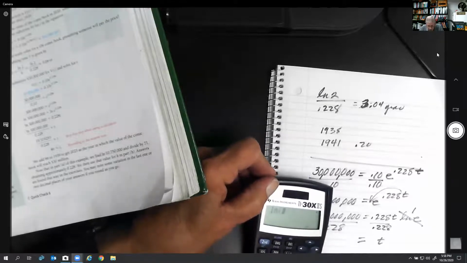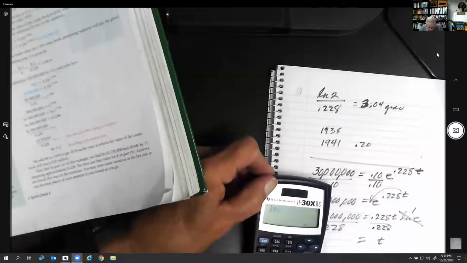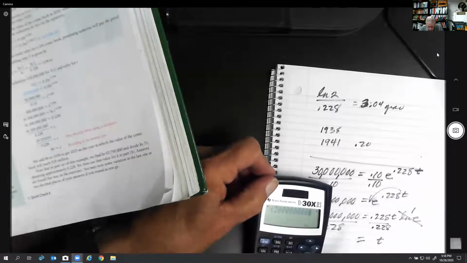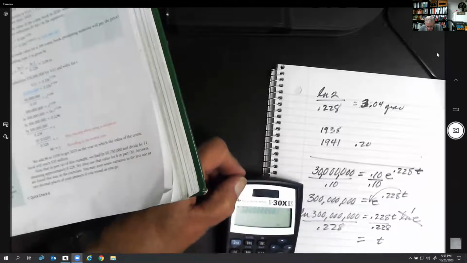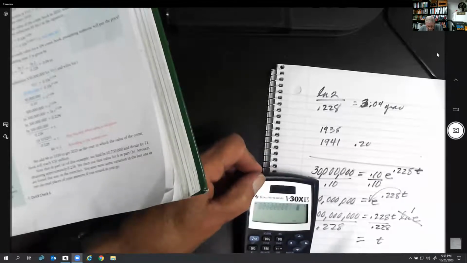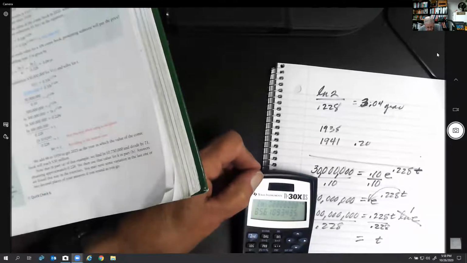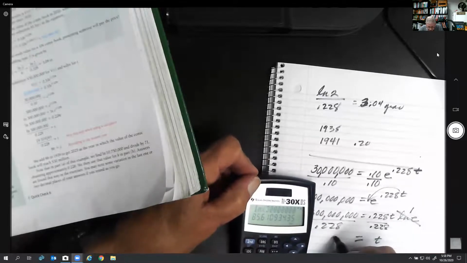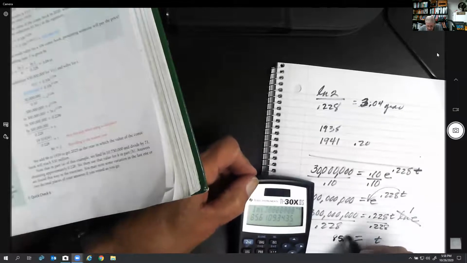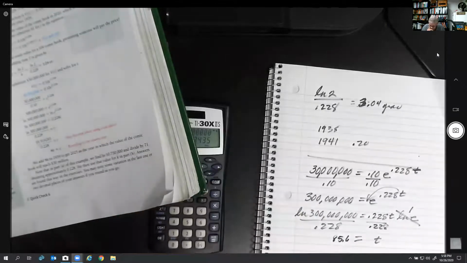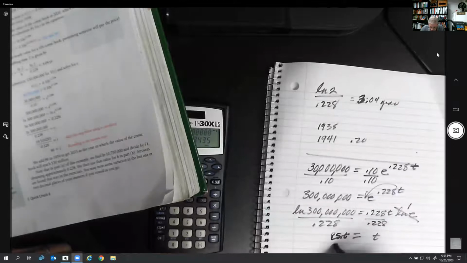Boy, I'm not doing so good here. ln. You probably already got it figured out. 1, 2, 3. 1, 2, 3. Yeah, I did have a percent. ln divided by 0.228 is 85.6. So 85.6 years. What are we trying to find? He rounded off to 86 years. Okay.